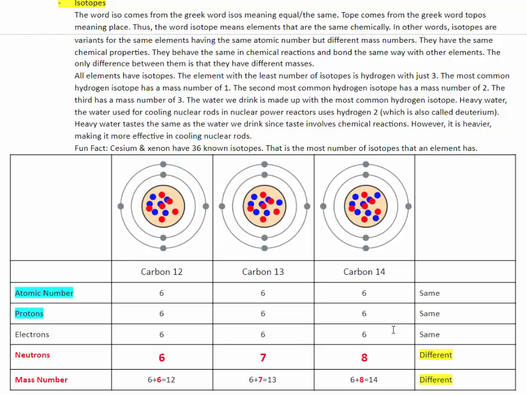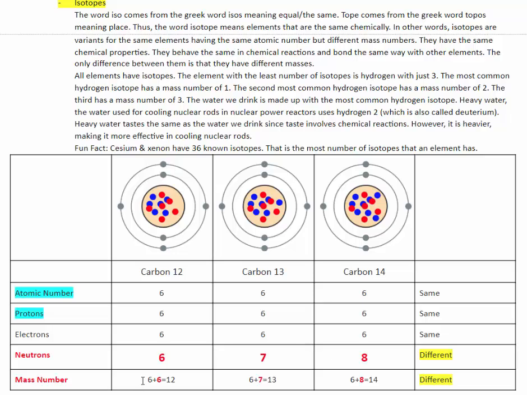Of course, when they are neutral, when they are not ions, their number of electrons is the same as their number of protons. So it's 6 for all of them. What's different between these carbons is the number of neutrons. Carbon 12 has only 6 neutrons, while carbon 13 is a little heavier since it has 7 neutrons. Carbon 14 is even a little heavier since it has 8 neutrons. So by having different numbers of neutrons, they are different isotopes of the same carbon element.